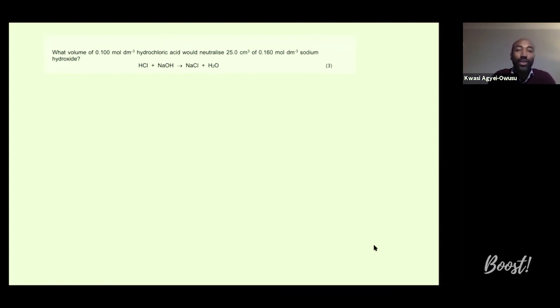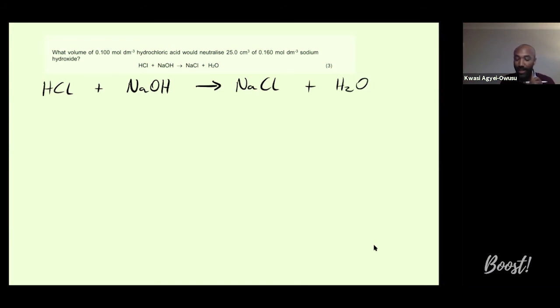In this question, again, we're being asked to calculate the volume of 0.1 mole per decimeter cubed hydrochloric acid that would neutralize 25 centimeters cubed of 0.16 mole per decimeter cubed sodium hydroxide. If we look at the equation and write it out again so that it spans the width of our page, you've got HCl plus NaOH going to NaCl and H2O. And then, as I said, highlighting the information given.